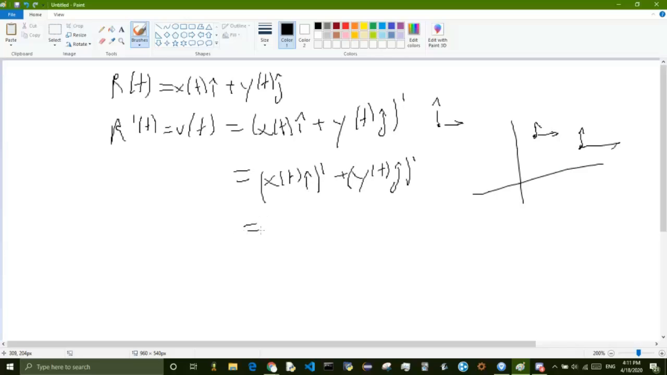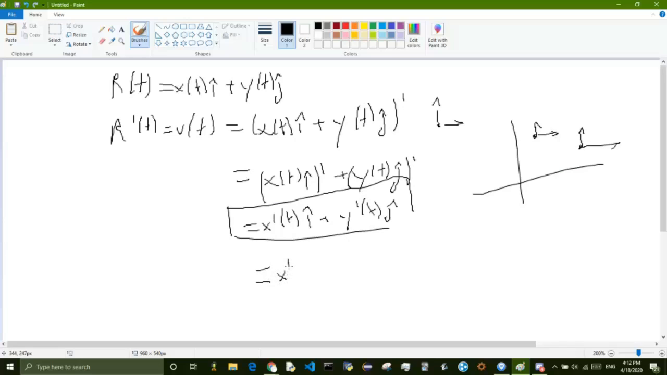You can simply pull them inside and you get x prime of t times i hat, plus y prime of t times j hat. And of course, this isn't always the case, right? And again, you can keep doing this and you'll get that acceleration is x double prime of t times i hat plus y double prime of t times j hat, right? And the reason this works is because i hat and j hat are constant everywhere in space.